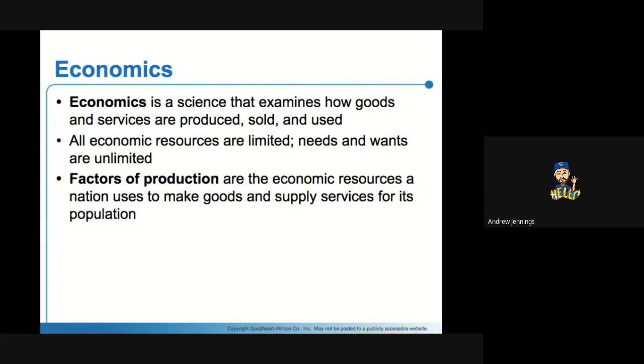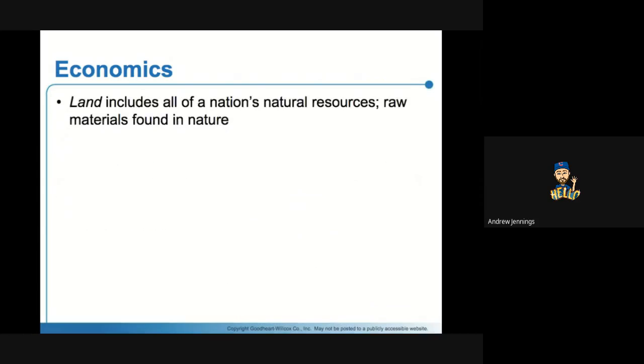The factors of production, a key vocab word here, are basically all the economic resources that a nation has and then uses to make goods and supply services for its population. Okay, and factors of production are going to differ from country to country, so it's important to keep that in mind. Our 4 factors of production, which we're going to define on the next slide, are land, labor, capital, and entrepreneurship. So let's look at those right now.